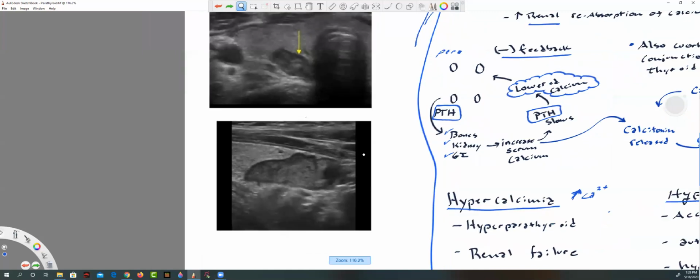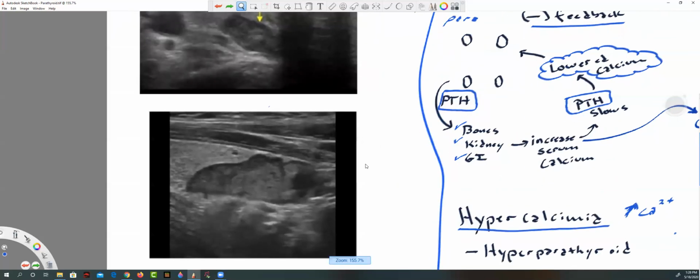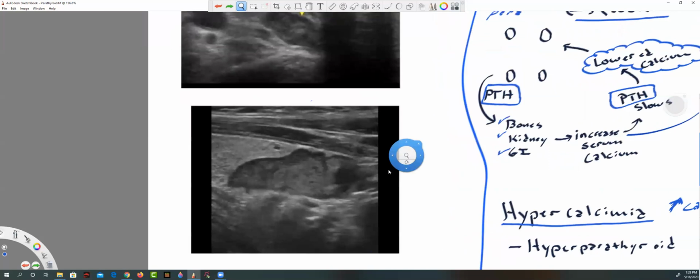You guys remember that picture I had Friday, where I didn't notice it until we were actually talking? The person there had a thyroid, and as we're looking at it, I suddenly realized there was a fairly large parathyroid. It just happened to be perfectly isoechoic with the thyroid gland. And so I speculate that that would be hyperplasia.